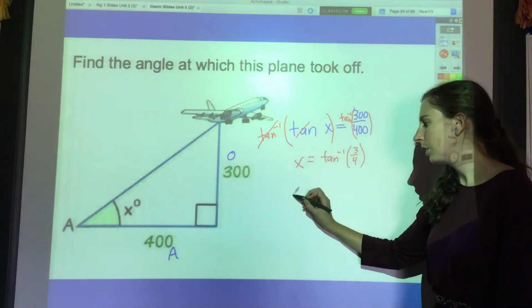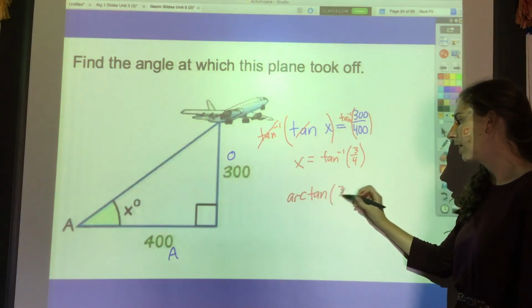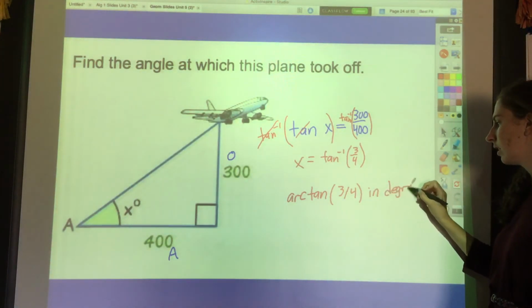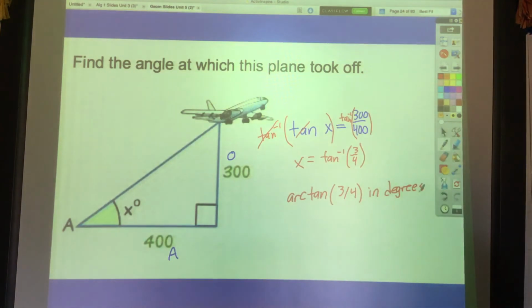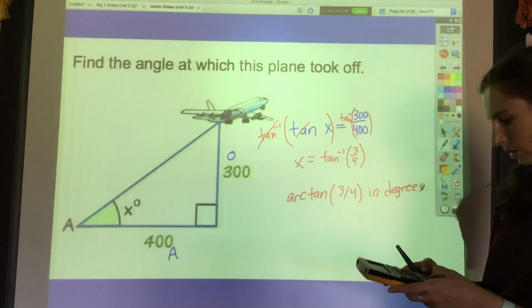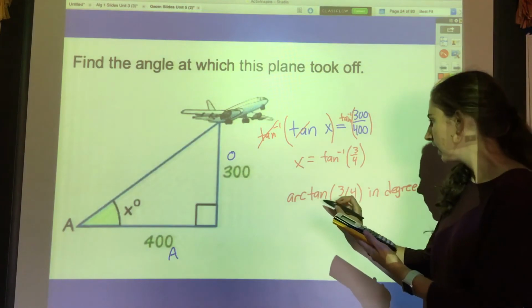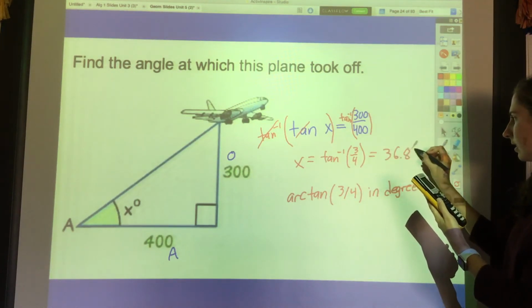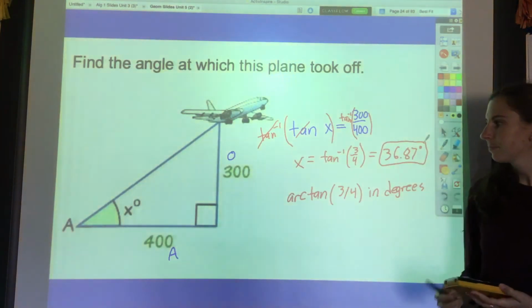In Google, you could just type arctan of 3 divided by 4 in degrees. Remember, the phone calculator doesn't do it. Let me do it with my TI-84 real quick. So second tan inverse, 3/4. And it tells me that that is 36.87, that's rounded. There we go.